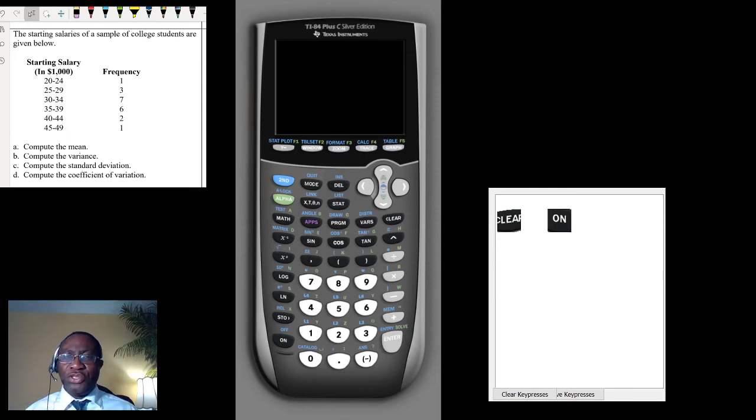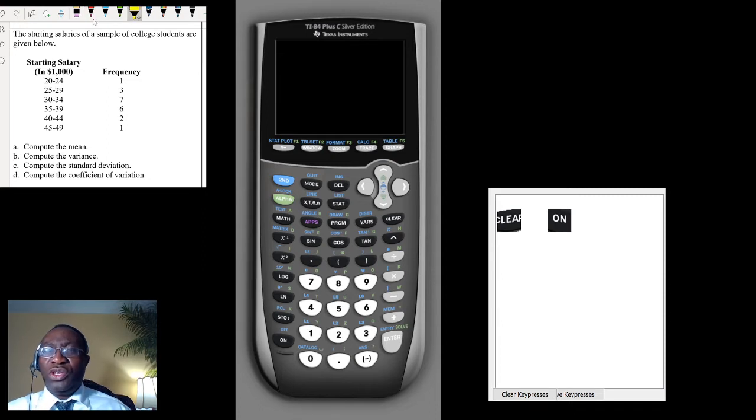So in this video, I want to show you how you can use the TI-84 to compute the mean, the variance, the standard deviation, and then the coefficient of variation of a group frequency table. As you all know, a group frequency table basically has the class intervals given on one row and the frequency given on the other.